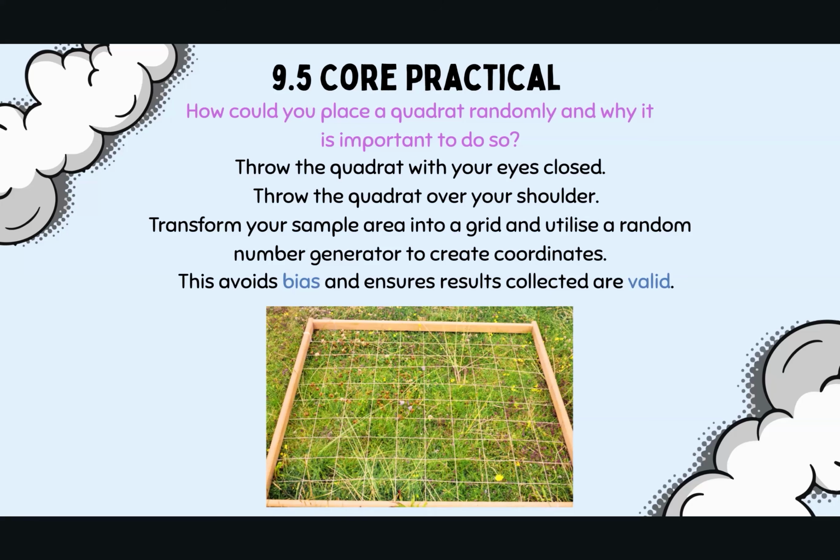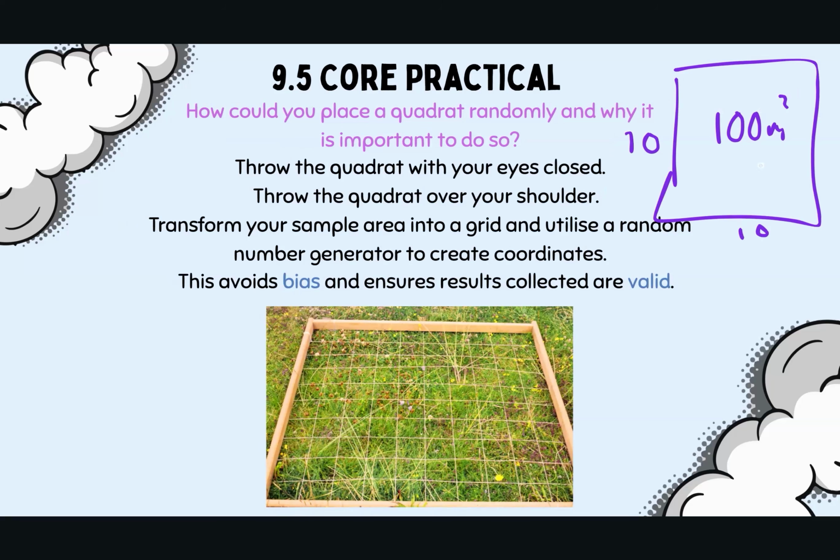So what you do here is, let's say you've got a plot of land that is 10 meters by 10 meters. So in other words, it's 100 meters squared. And you want to know how many daffodils there are within all 100 meters squared, roughly. So what you do is you throw a quadrat like this, and this quadrat is 1 meter by 1 meter. So it is 1 meter squared. Now we can't put 100 of these down to fill this whole space.